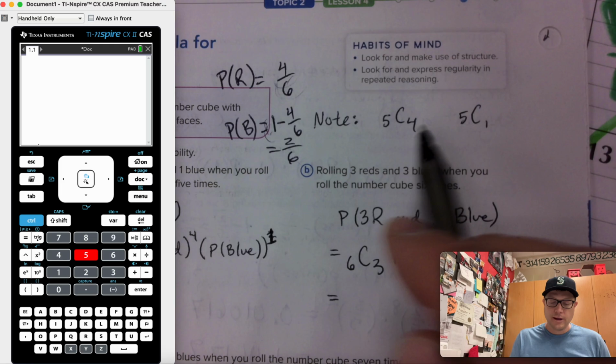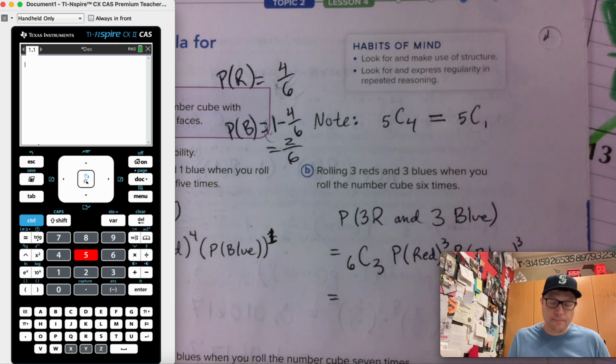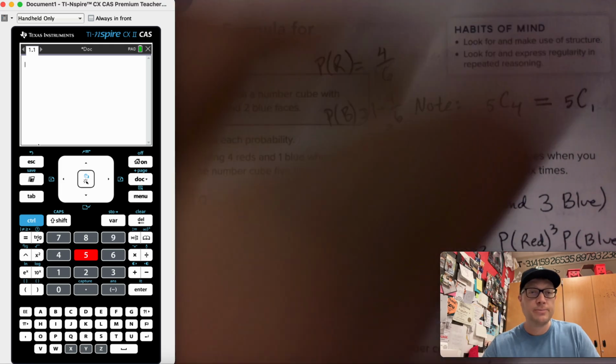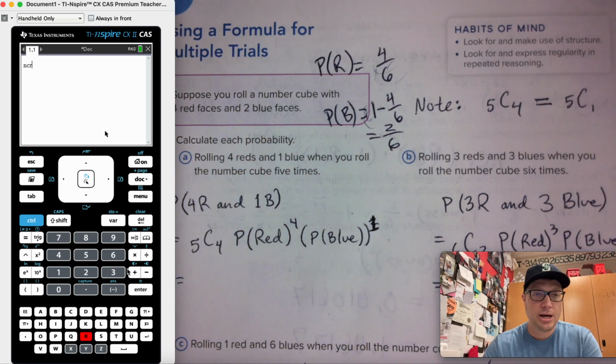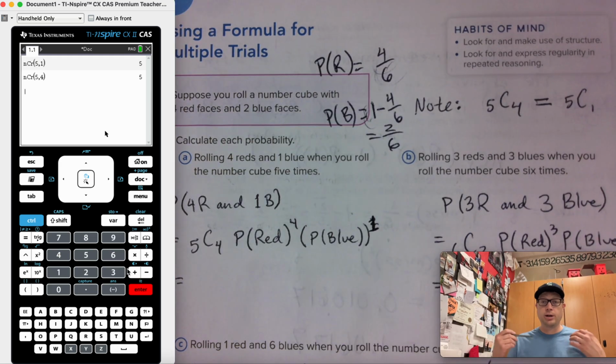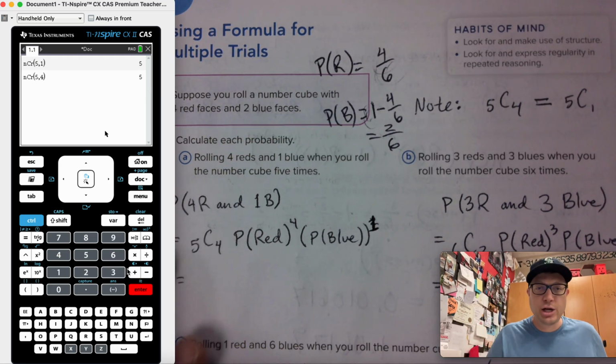Also, I'd like you to note 5 choose 4 is the same as 5 choose 1. And if you don't believe me, we have a calculator for that. NCR, 5 choose 1. NCR, 5 choose 4. Okay, so we're going to be able to use that as a shortcut. In fact, I know that right now.